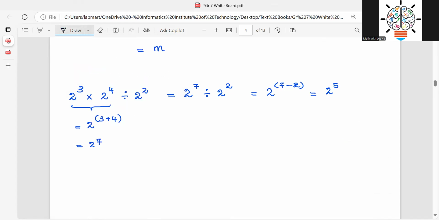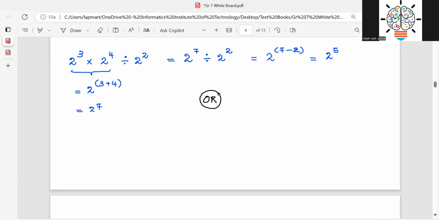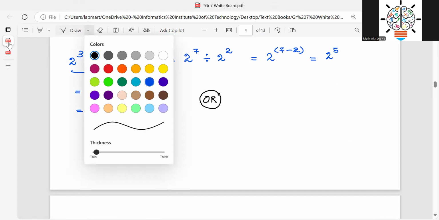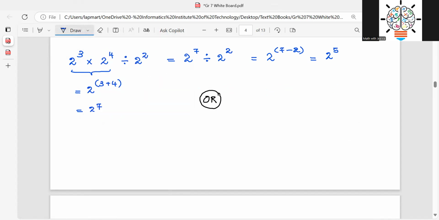Or we can do it straight away like this. So this is one method, or we can do the same sum in a different way. The other method is when you have 2 to the power of 3, 2 to the power of 4 divided by 2 to the power of 2.